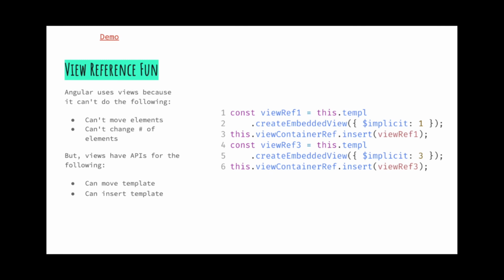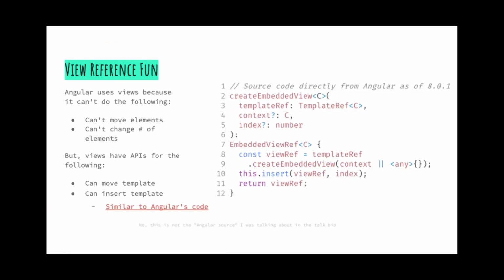The template has methods on it that will create a view that is not instantiated in the DOM but is kept in memory, and then you can tell it to insert that memory view directly into your DOM. And this is actually how create embedded view on your view container works directly within Angular. This source code is taken from Angular 8, and all it does is create a template view in memory, insert it into the DOM, and return a reference.